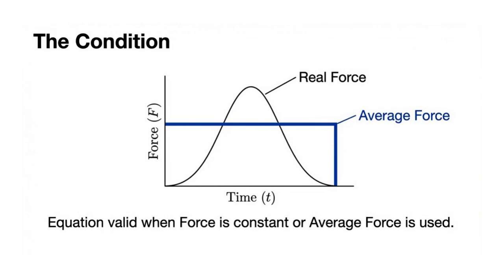Here we see how the actual force applied over time varies in a real scenario, shown by the curved line, while the average force is represented as a constant, simplified value. This graph helps us understand that the equation we use works correctly when the force remains steady or when we substitute the actual force with this average force. This approximation makes calculations easier without losing significant accuracy in most cases. We can also consider the area under the curve to be equal to both the impulse and the change in momentum.